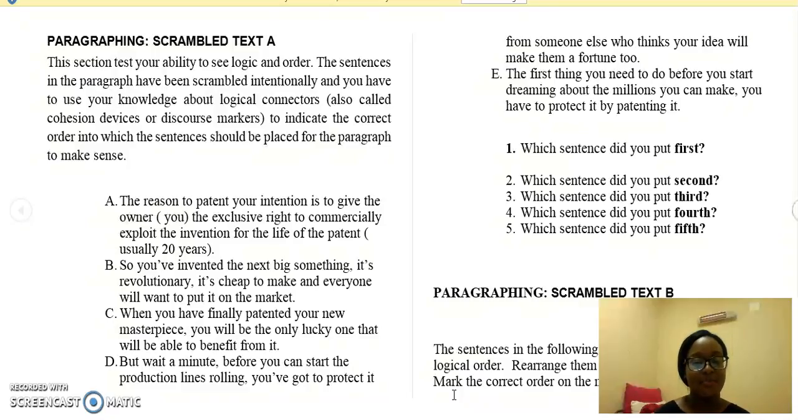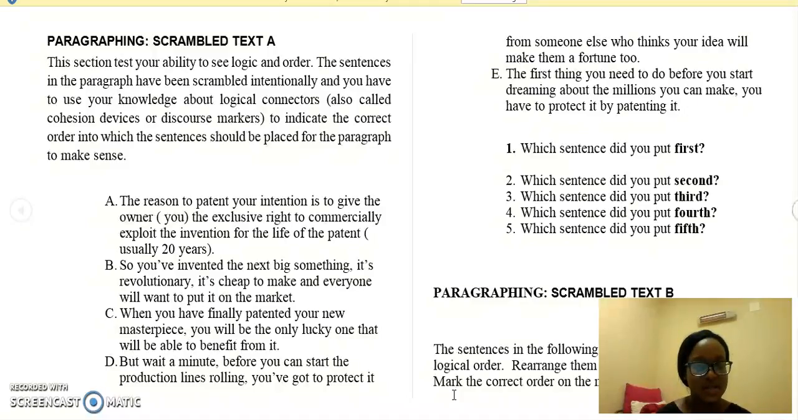C. When you have finally patented your new masterpiece, you will be the only lucky one who will be able to benefit from it. More like a supporting sentence, but we have our last sentences to look at.